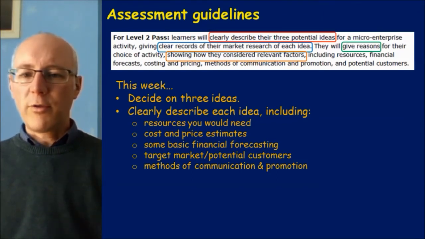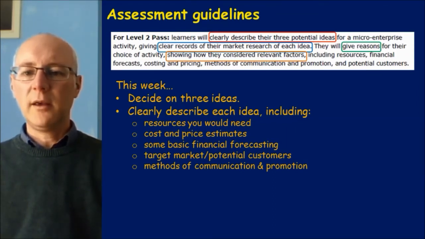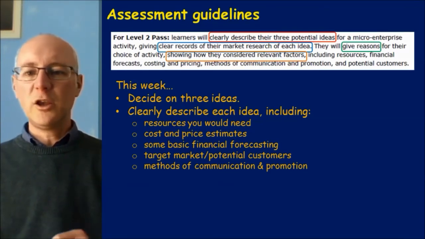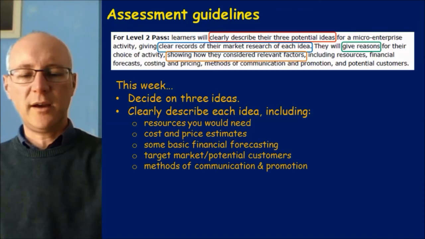So that's something you need to do for all 3 of your ideas, and you must have 3 ideas. If you don't have 3 ideas, then you can't achieve that level 2 pass. It's very important to consider 3 different ideas. So don't just think, okay, I know which idea I'm going to go with, I'm just going to do 1 idea or 2 ideas. You must go through 3 ideas, and you must, for that level 2 pass, show clear records of market research for all those 3 ideas.